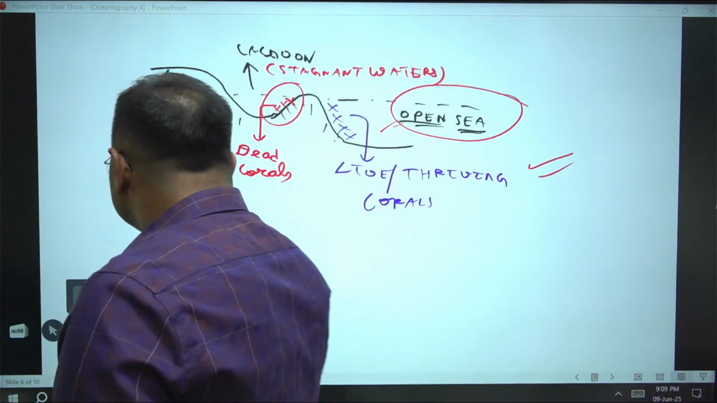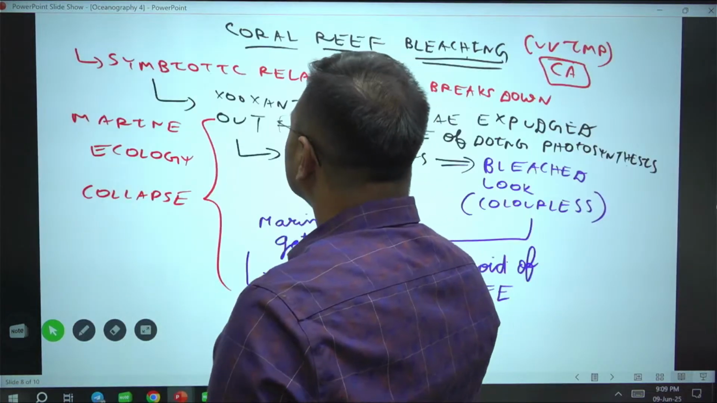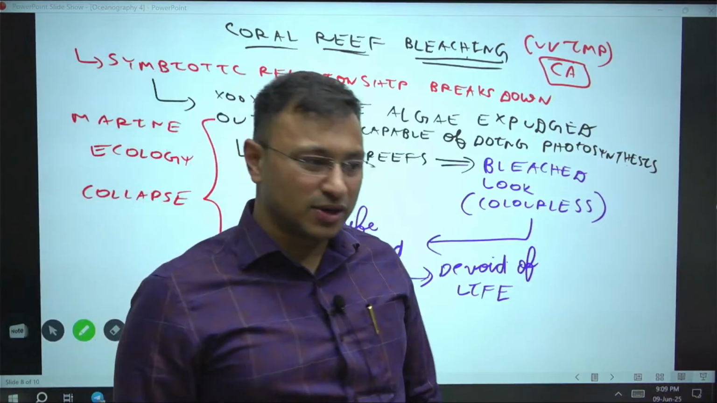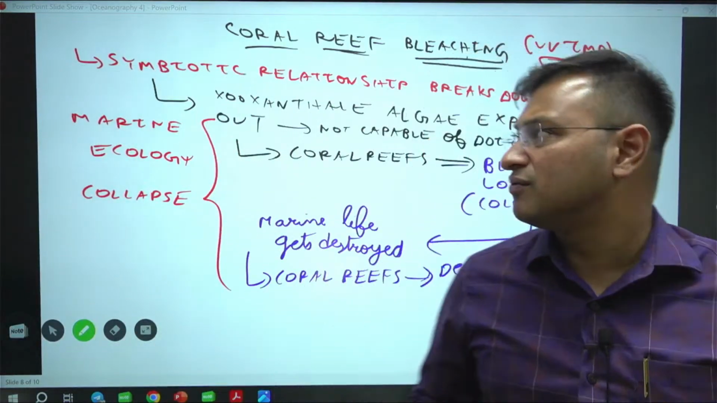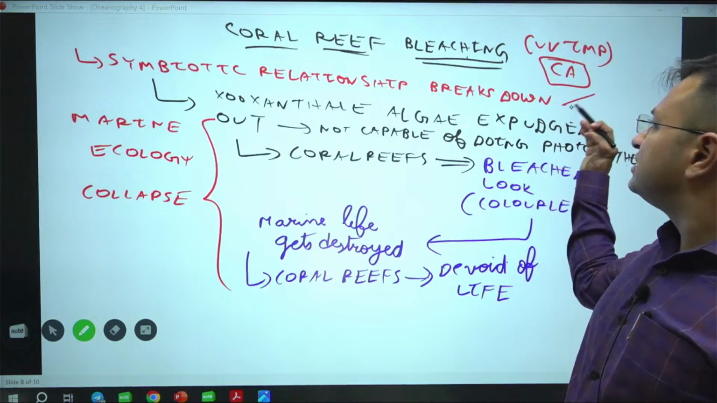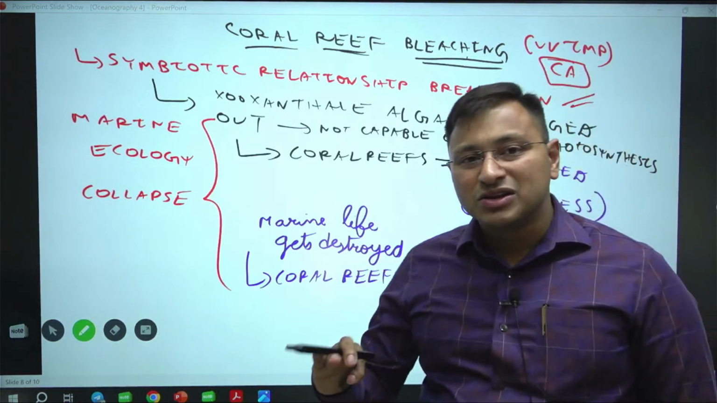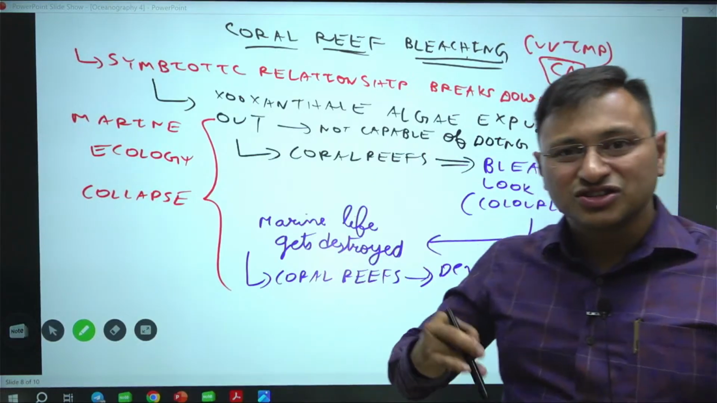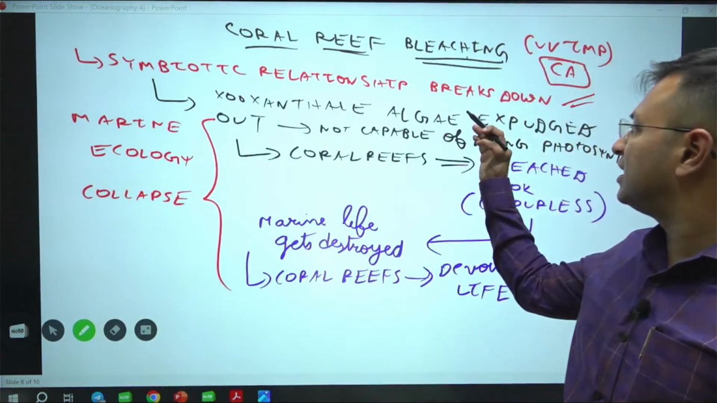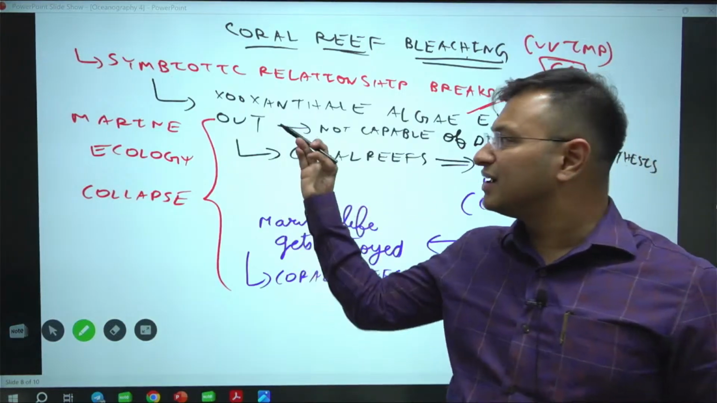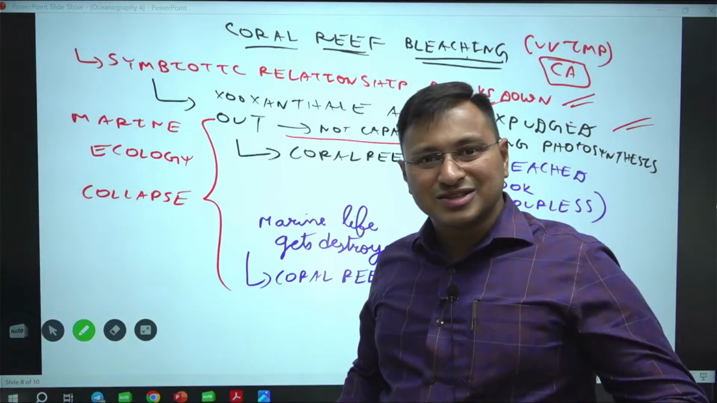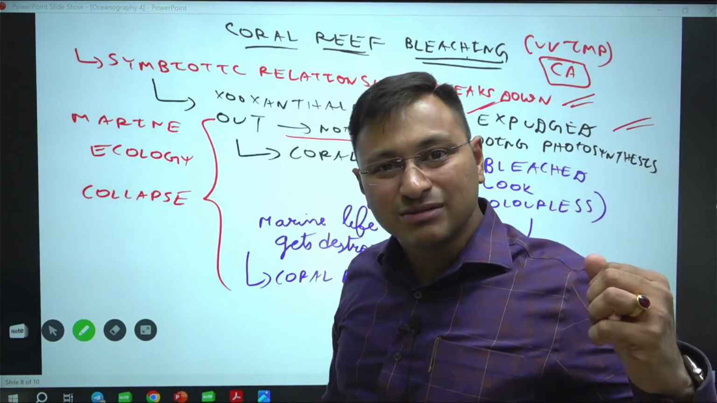So now let us try to understand a very important component called coral reef bleaching, because this is very, very important. Now coral reef bleaching in the sense of what? Coral reef bleaching means that your symbiotic relationship actually breaks. As soon as your symbiotic relationship breaks, your zooxanthellae algae is expelled out, completely thrown out.